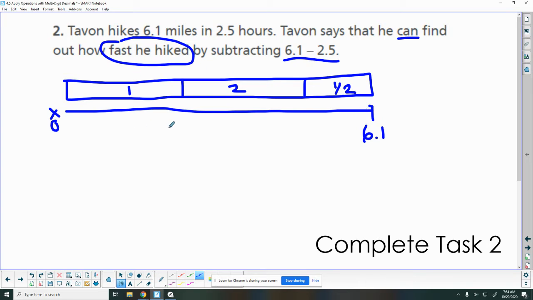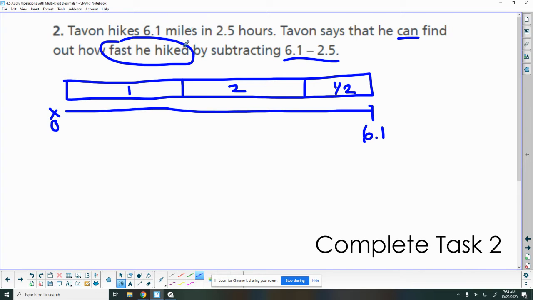So if all I do is subtract 2.5, then that just took off 2.5 miles off his hike. And all that's telling me is he hiked 2.5 miles less. And that's not what he did. He hiked 6.1 miles in 2.5 hours.